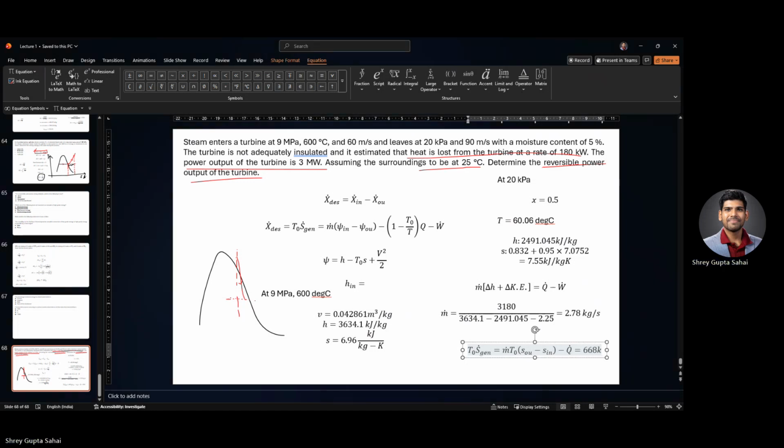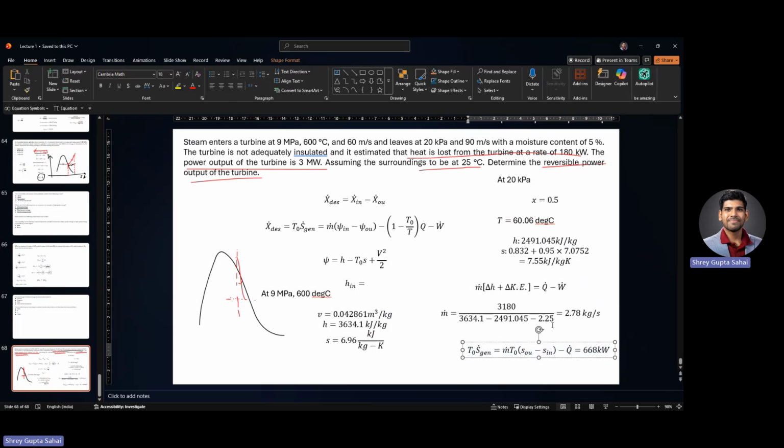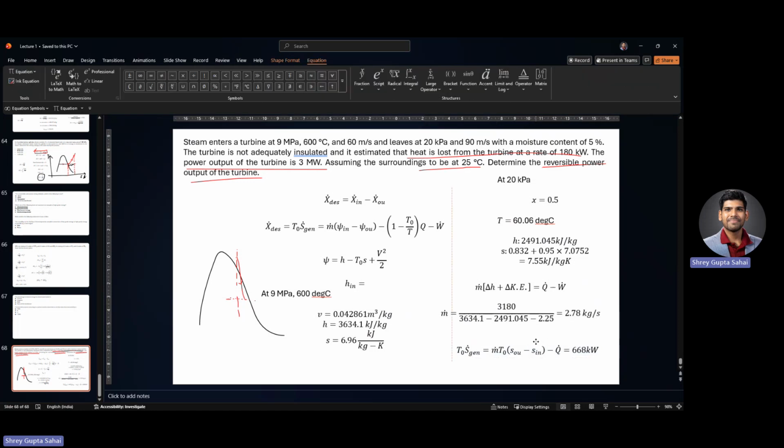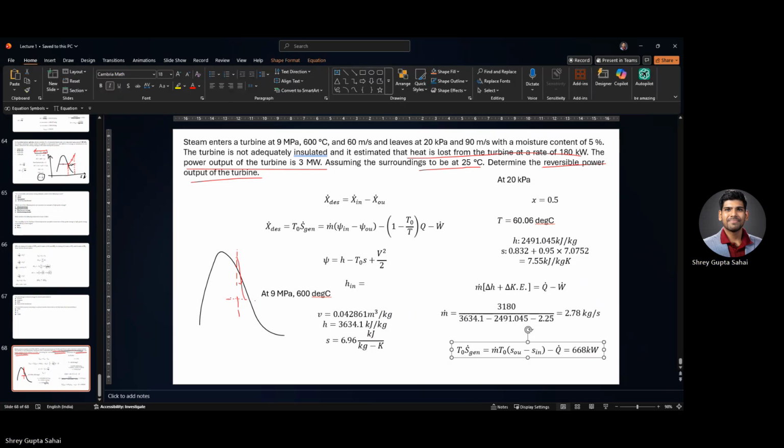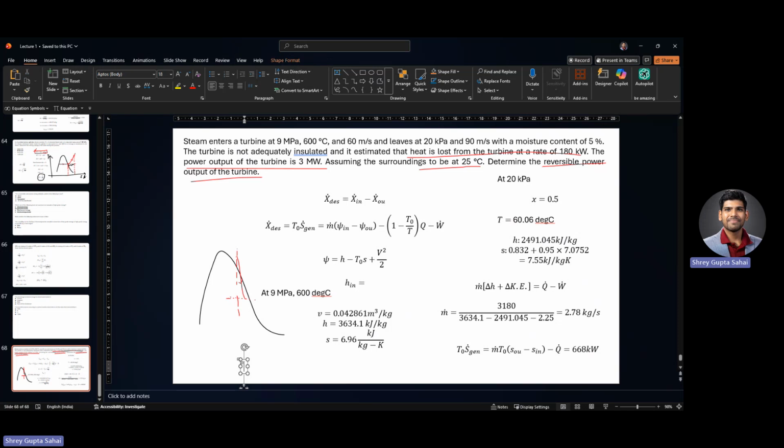Right. So now if this is calculated, this will come around 668 kilowatts. And so now your reversible work is 3000 plus 668. So the answer will be around this. Answer comes around 3668 kilowatts. This is your first answer.